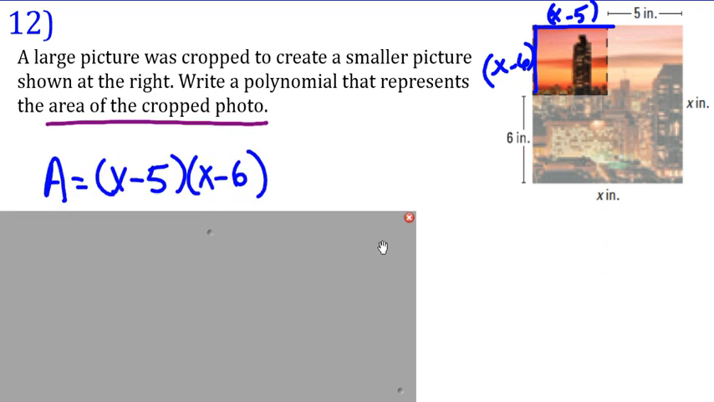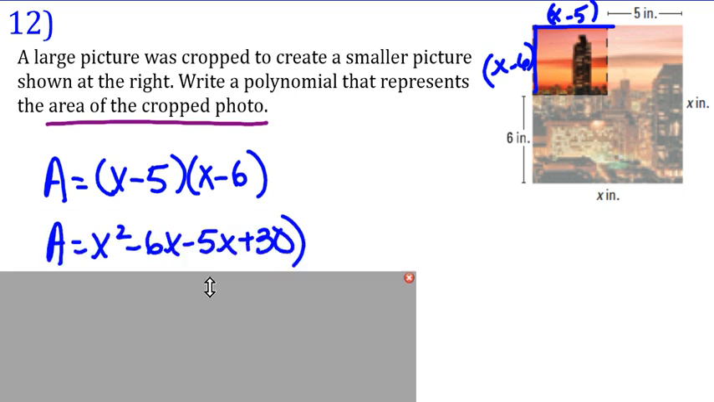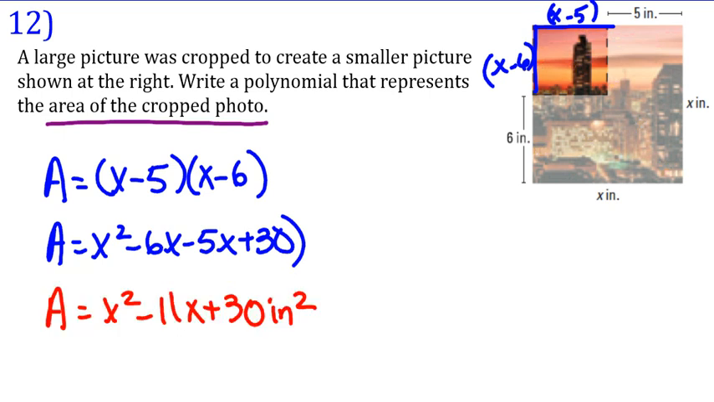So again, thinking about our rules for distribution. Everything from the first has to get distributed to the second. So x times x, x times negative 6. Negative 5 times x, negative 5 times negative 6. And we'll see if we can combine any like terms. You can see here that we have some linear terms we can put together. So we could have x squared minus 11x plus 30. Last but not least, ask yourself about the units. We're talking about inches here, and since it's a space that we're working with that's 2 dimensions, we have to talk about square inches in our results.